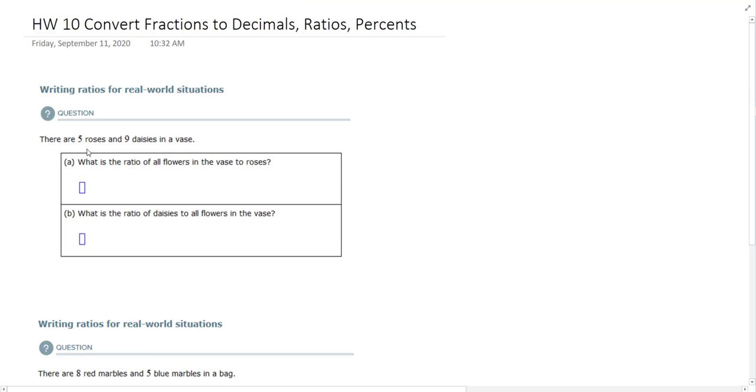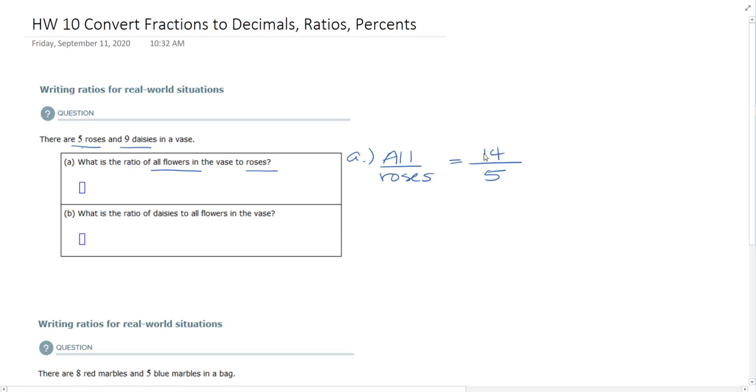So for this first one, it says there are 5 roses and 9 daisies in a vase. So we have 5 roses, 9 daisies. Part A, what is the ratio of all flowers in the vase to roses? So all to roses. So all would be 5 plus 9, right? All of the flowers would be 5 plus 9, or 14. And so 14 to 5.